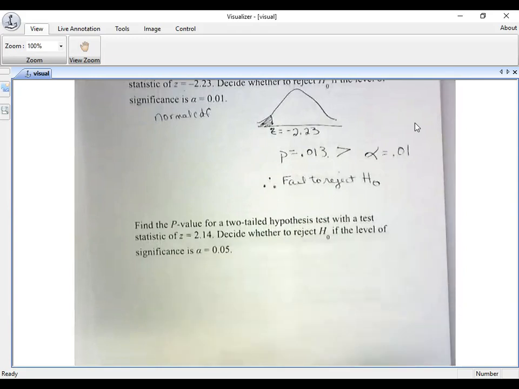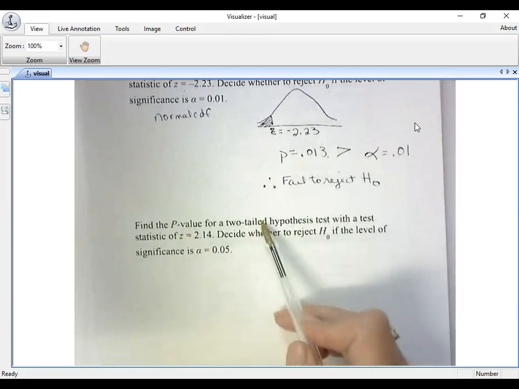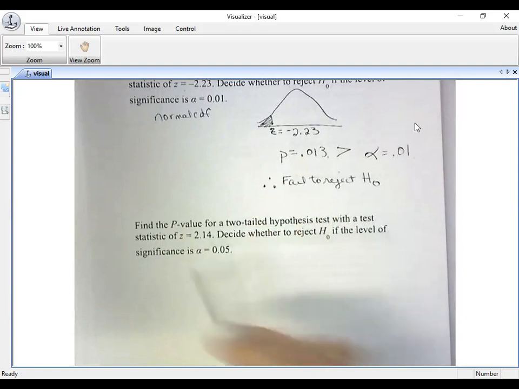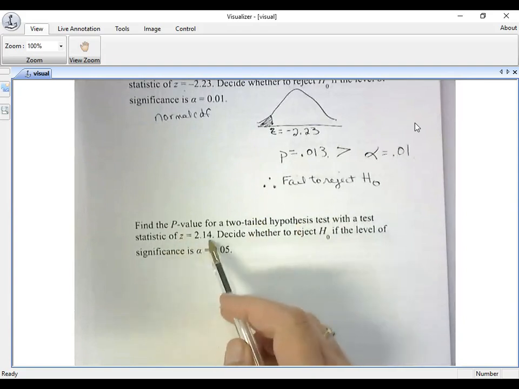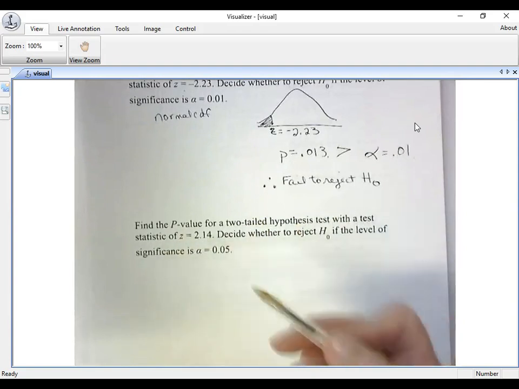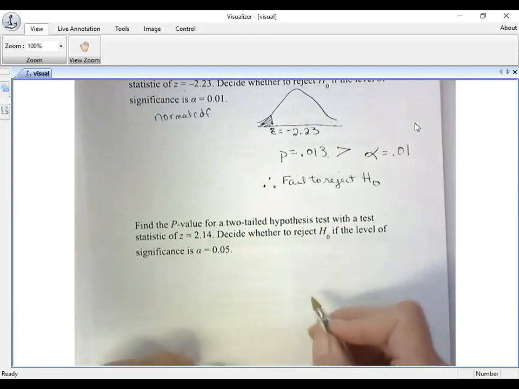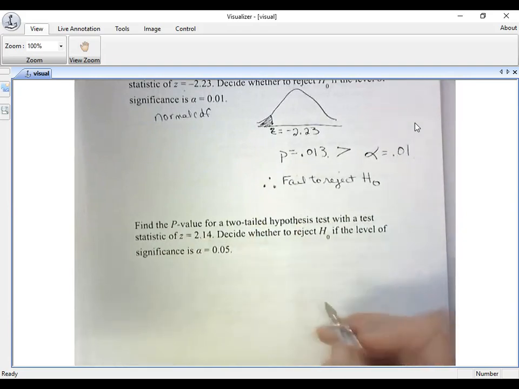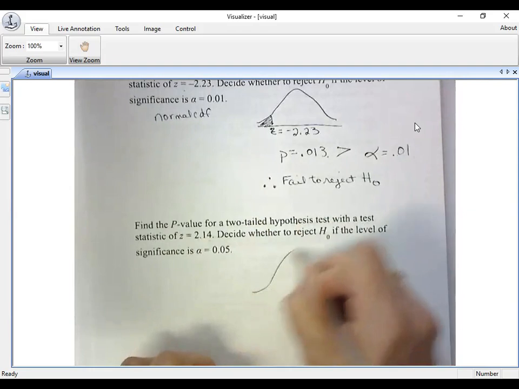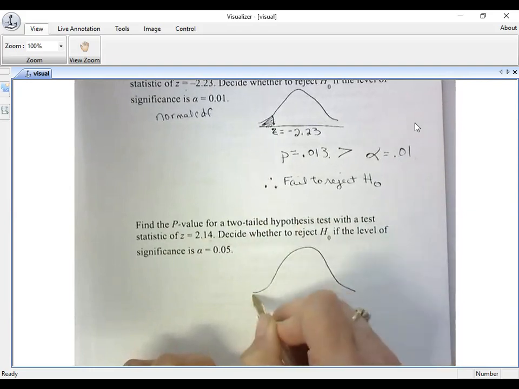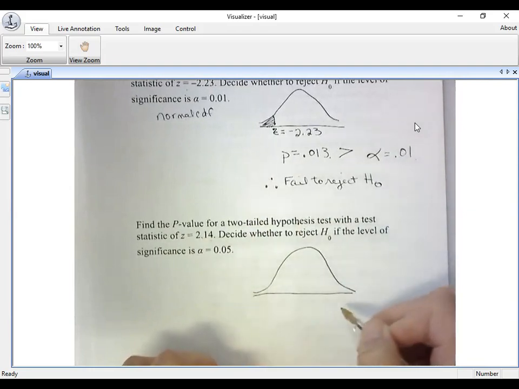Now, how about this one? Find the p-value for a two-tailed hypothesis test with a test statistic of Z equals 2.14. And then we're going to use a level of significance of 0.05. Shall we sketch another normal curve? That was a yes, right? And what kind of test is this one?